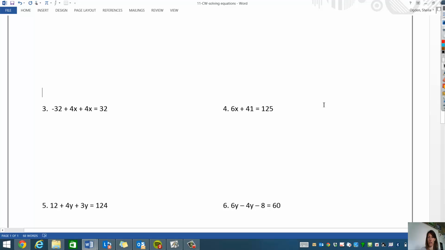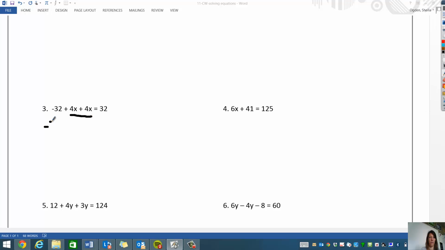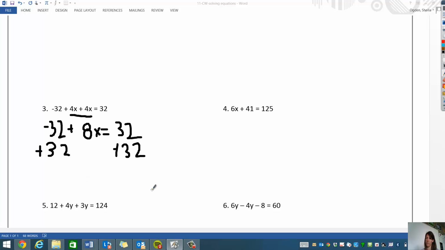Number 3 is a little bit trickier because this is negative, but it's going to be the exact same thing. Negative 32, you can leave it here. 4x plus 4x is 8x, equals 32. Now the trick is, I want to get rid of the negative 32. What's the opposite? I'm going to add 32 to both sides, so a 32 over here and a 32 here. Those cancel out. You're left with 8x is equal to 64. So I'll let you figure out what x is equal to.